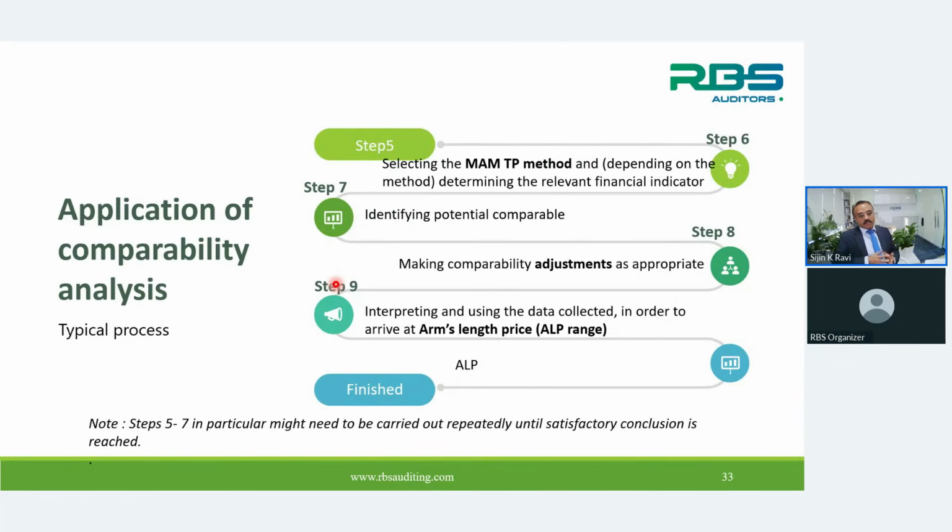So these are the nine steps you have to do. This is as per OECD guidelines. In that OECD guidelines, step number 5 to 7, you have to do repeatedly. You have to do one by one. You have to analyze which method. First, for example, you analyze the RPM method. If it is not working out, you have to find the second method. Like that, 2-3 times you have to do step number 5 to 7. Then you have to arrive at the ALP price. Then that ALP price will be adopted for the transaction.